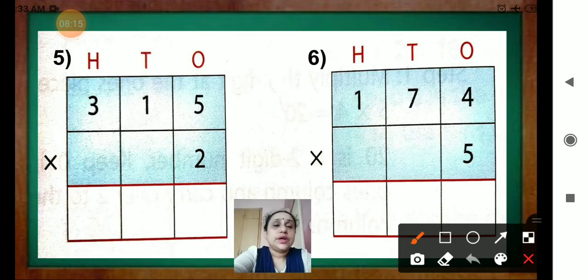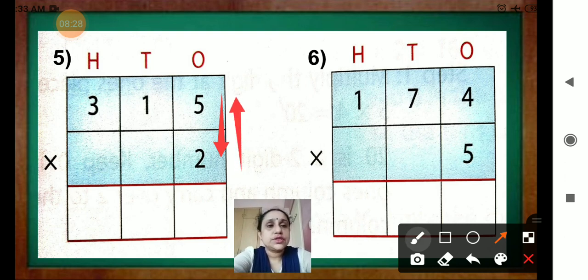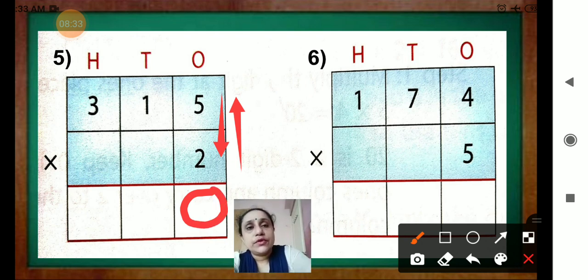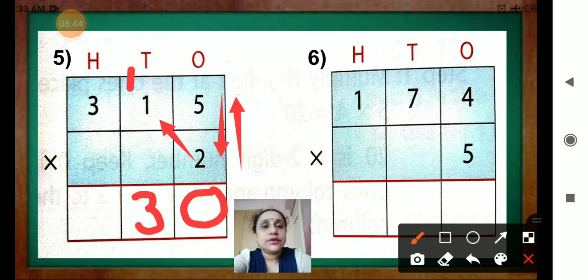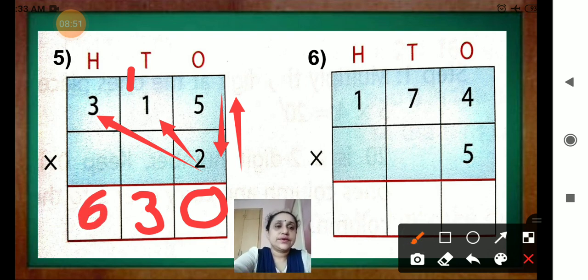Question 5. 315 multiplied by 2. Hundreds, tens, ones. See the number? Now start. 5 twos or 2 fives are how much? 10. So what will you write here? 0. And 1 will be carried over to the tens place. Now 2 ones are 2. 2 plus 1, 3. Now 2 threes are 6. 630.